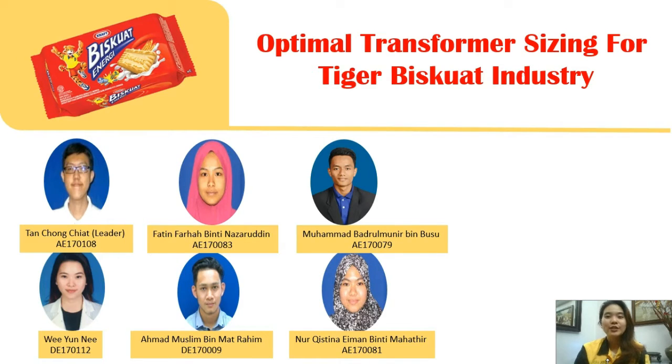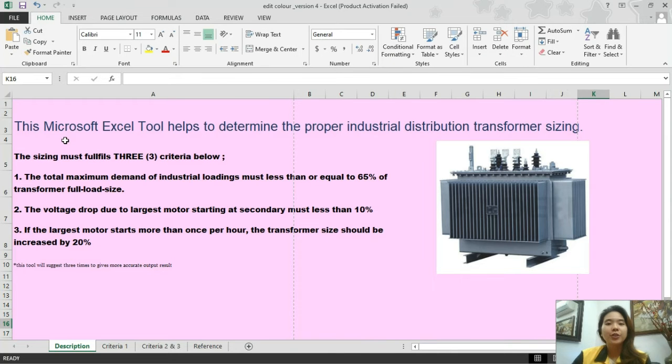Today, my company is going to present about the optimal transformer sizing for our company called Tiger Biskuat Industry. The leader of this team is Tan Chong Chiat, me, myself, B. Yuni, Fatin Farha binti Nazaruddin, Ahmad Muslim bin Mak Rahim, Muhammad Badrul Munir bin Busu, and Nur Christina Iman binti Mahathir. Our company has developed a Microsoft Excel tool that helps to determine the proper industrial distribution transformer sizing.